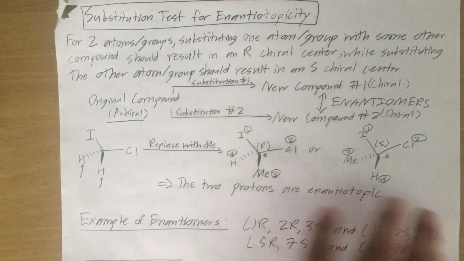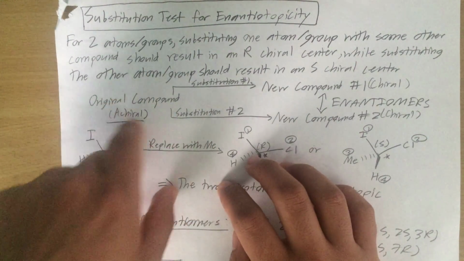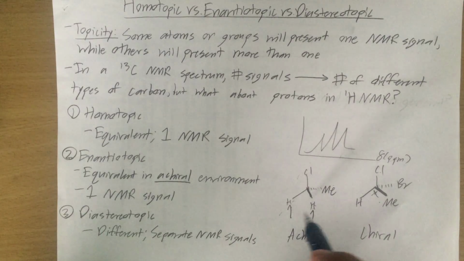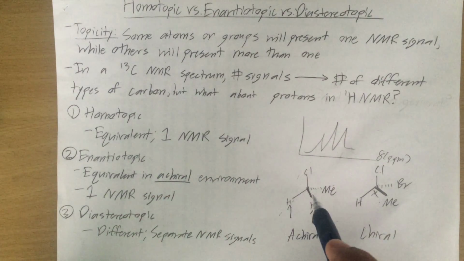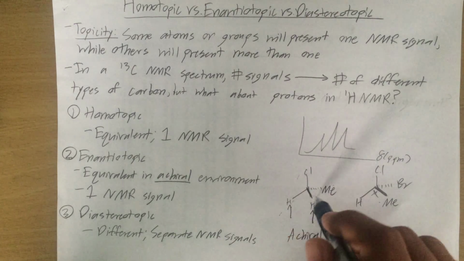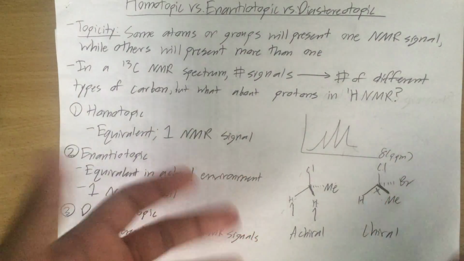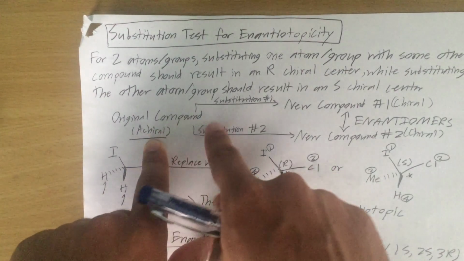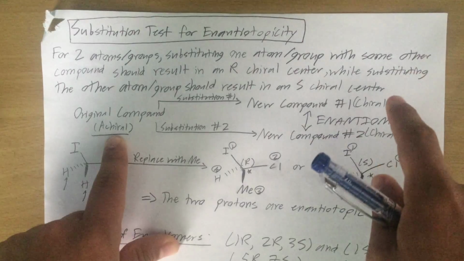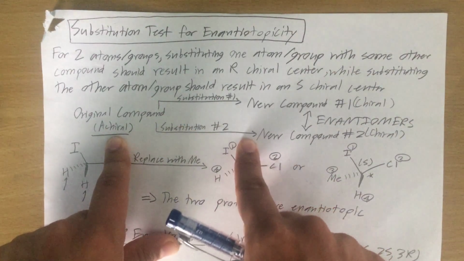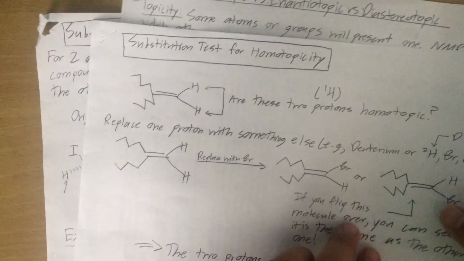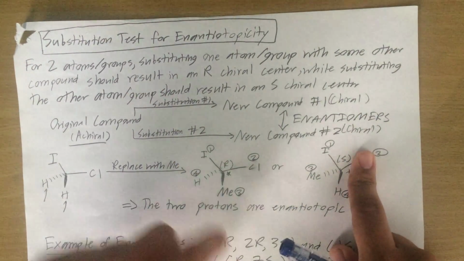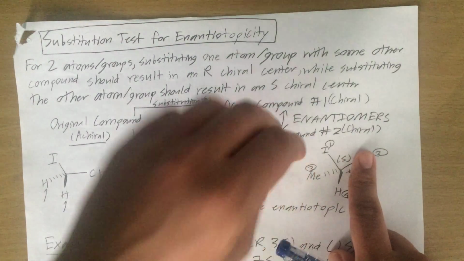But before we get to the actual example, let's just go over a brief rundown. You have your original compound, all right? And like we said near the beginning of this video, two enantiotopic hydrogens are equivalent in an achiral environment. So this environment is achiral because you have two substituents that are the exact same thing. That's what I meant to say, okay? So your original compound starts as achiral, but when you do one substitution, you get one new compound that has a chiral center. Then when you do the second substitution, you just replace, and you get a second new compound that also has a chiral center. And when you compare these two new compounds, they should be enantiomers, okay?